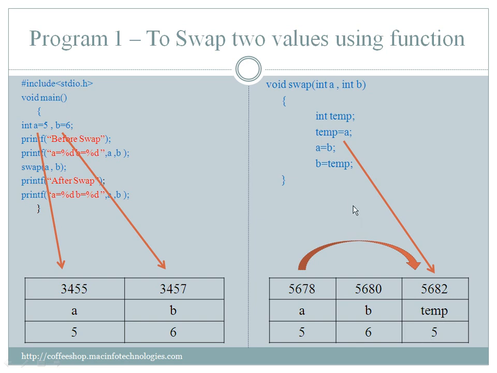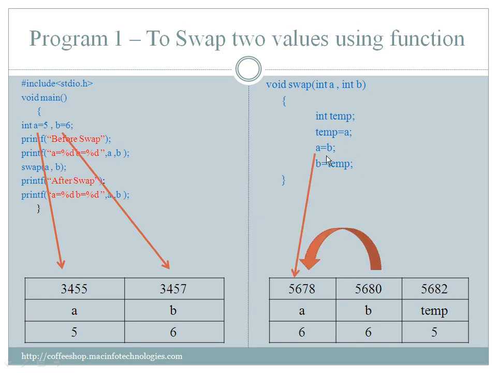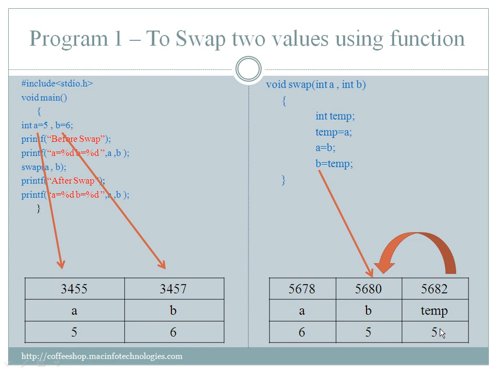It contains 5 now. So next step we say A is equal to B. So the B value, that is 6, goes to A, that is, from 5680 the value is copied to 5678. So now A contains 6 and temp contains 5 and B contains 6. In the next step, when you say B is equal to temp, the value inside temp, that is 5 at the location 5682, will be copied to the location 5680. That is, it is copied to B.